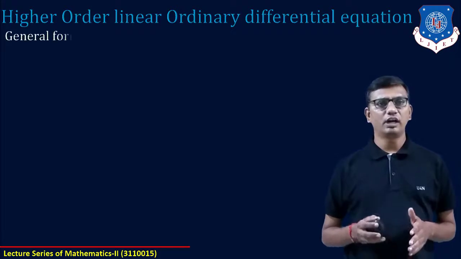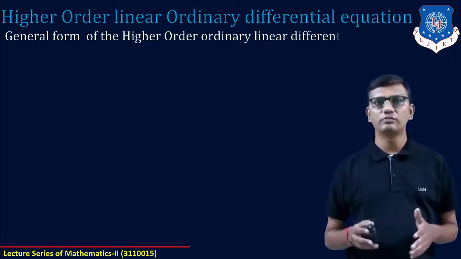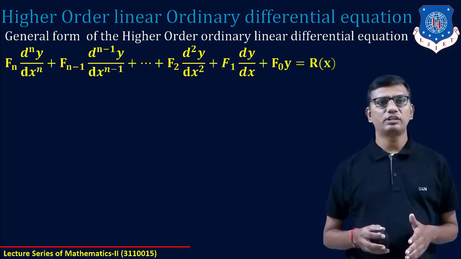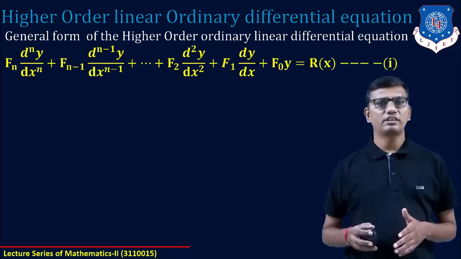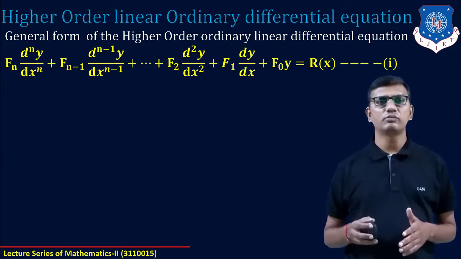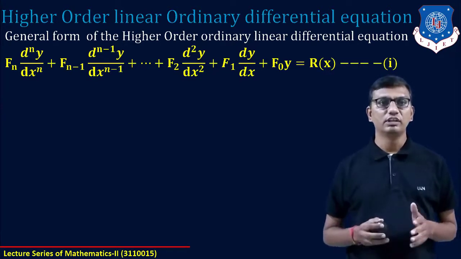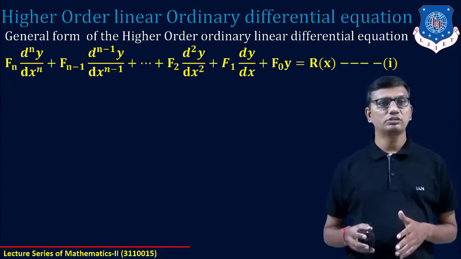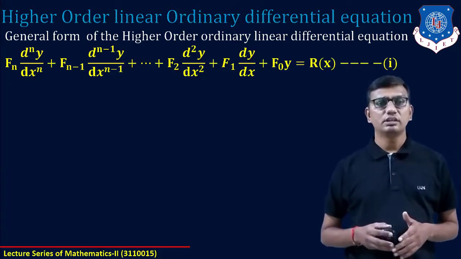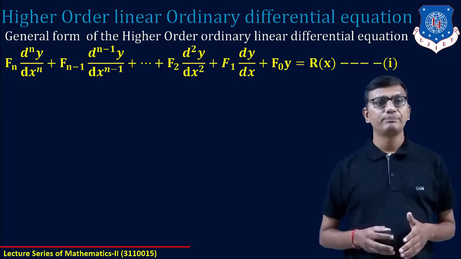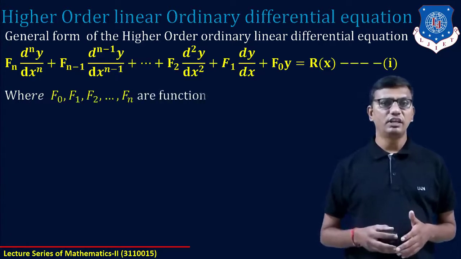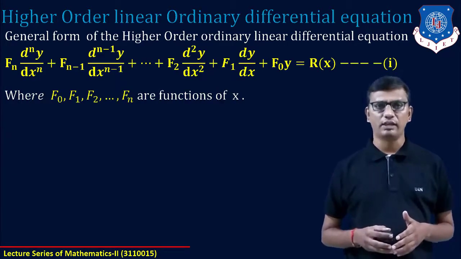The general form of the higher order ordinary linear differential equation is of the type fn d^n y/dx^n plus fn-1 d^(n-1) y/dx^(n-1) up to f2 d²y/dx² plus f1 dy/dx plus f0 y equal to r(x). Call it equation number 1. This equation number 1 is nth order linear differential equation because the highest order derivative present in the differential equation is nth order. Here f1, f2, f3 are some functions of x, as well as r(x) is also a function of x.